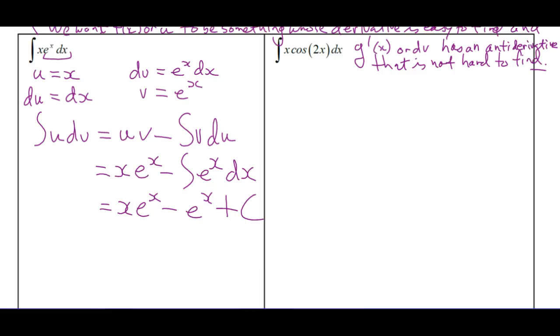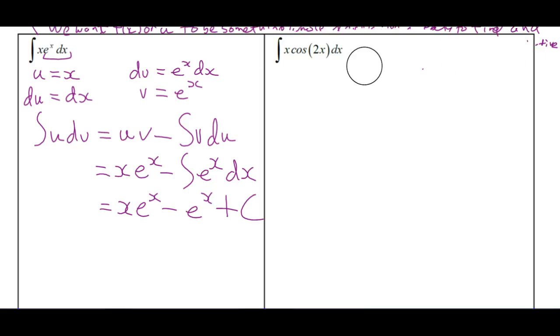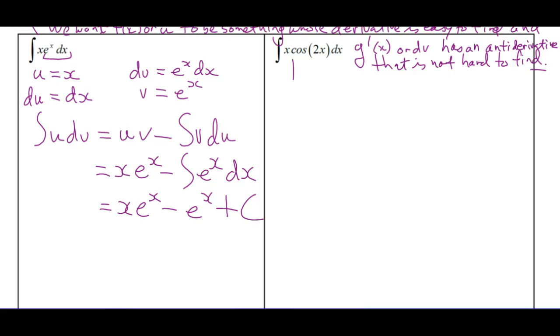All right. Same thing over here. Maybe I shouldn't have done that. Okay, so we've got to choose which one's going to be u, which one's going to be v. So two choices are, you've got x and you've got cos 2x. What's the easiest one to find the derivative of? X. So we let u equal x. And what's du? 1 dx. Which means that dv is equal to cos 2x dx.